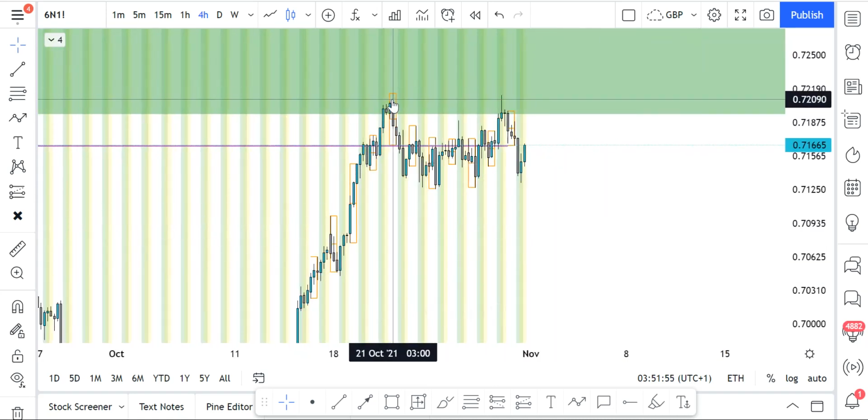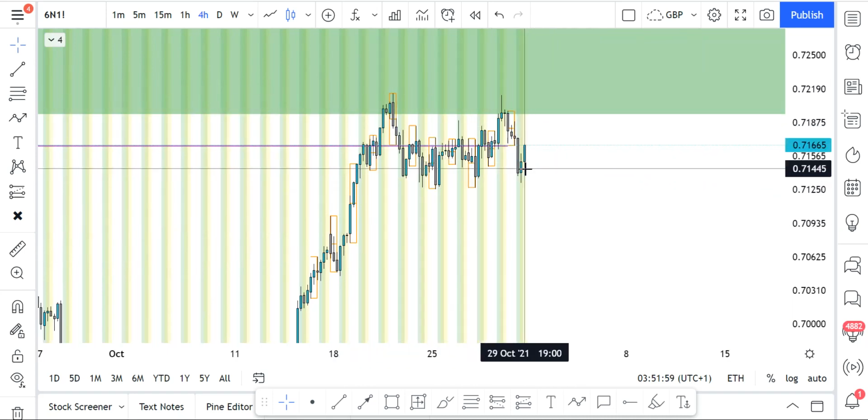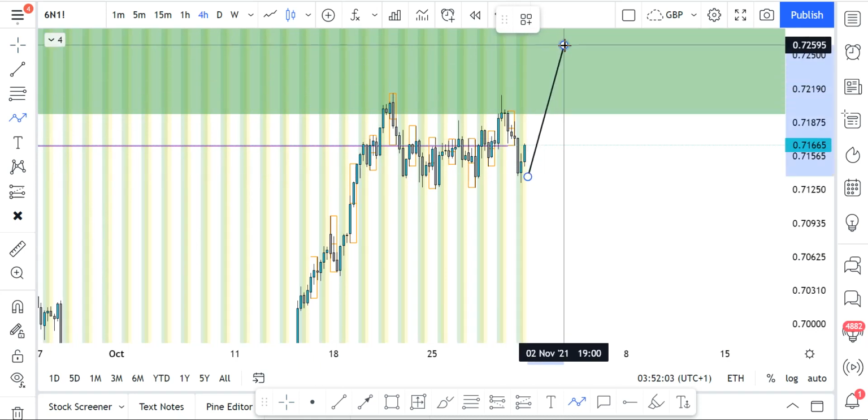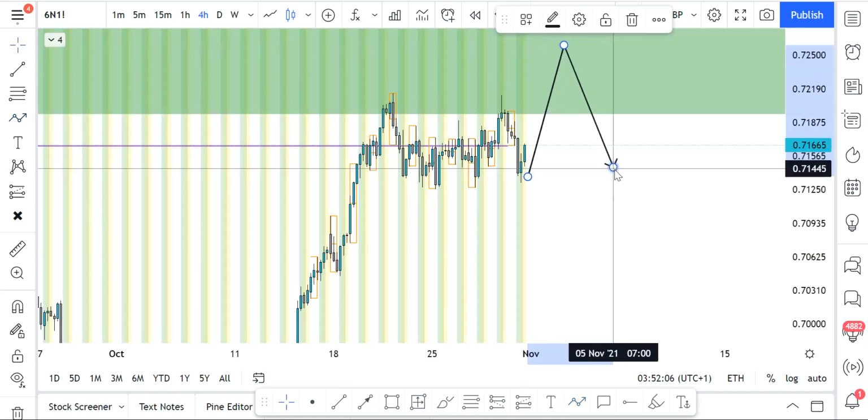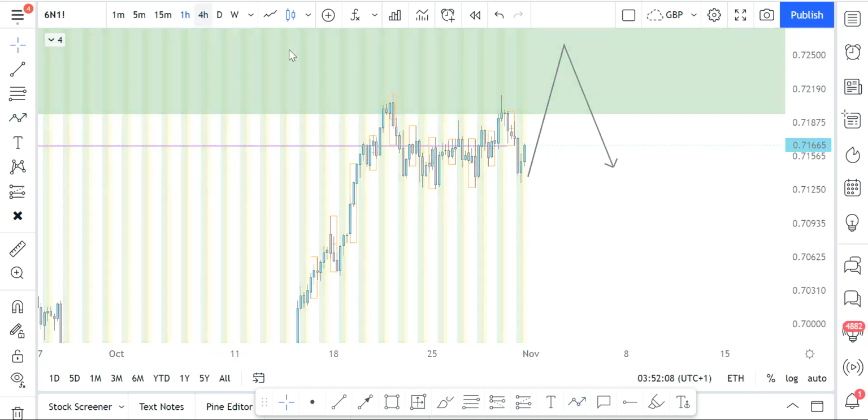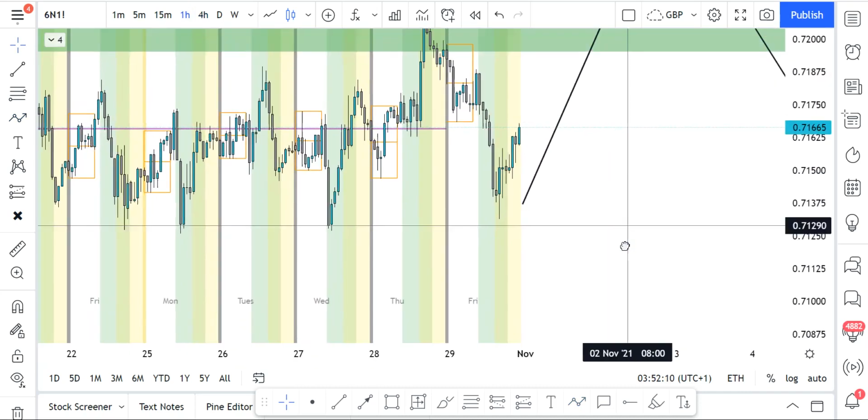Price just made this impulse to the downside and upside, and it's consolidating. So, what do we expect in such a situation? I expect a movement to the upside. Now, if we go to the 1-hour time frame, what can we see?